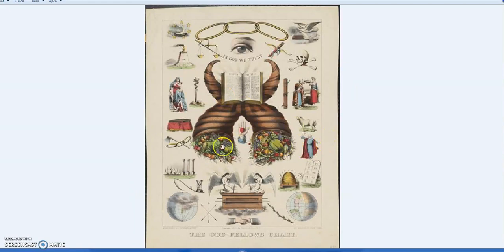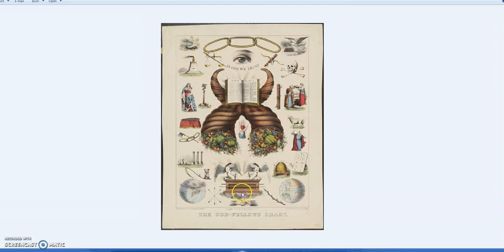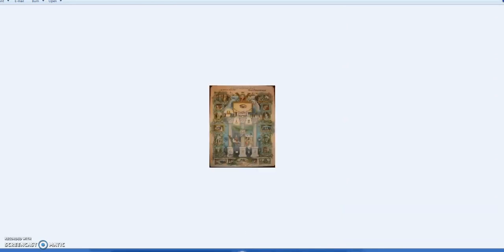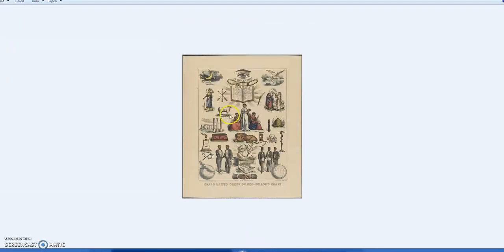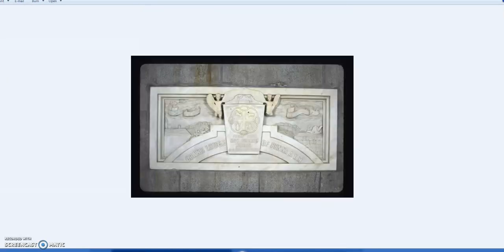This is another Oddfellow chart. We see the cornucopia, or the horn of plenty, again an ancient symbol. Again, you see the beehive, the 3 columns, the dove. The ark is attached there, but the enigmatic Oddfellowship symbols are essentially the same as what is used by Freemasons to this day.